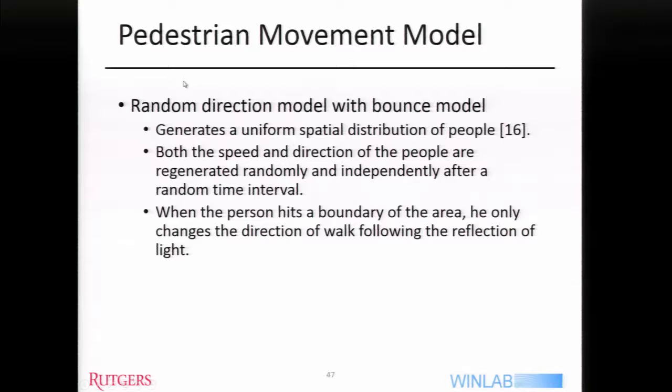We use the widely used random directional model with the bounce strategy for pedestrian movement. This scheme will generate a uniform spatial distribution of people in the network. In this scheme, each pedestrian makes their own decisions, randomly choosing the speed and direction, independent from each other. When a person hits the boundary of the area, they change direction, following the reflection of light.